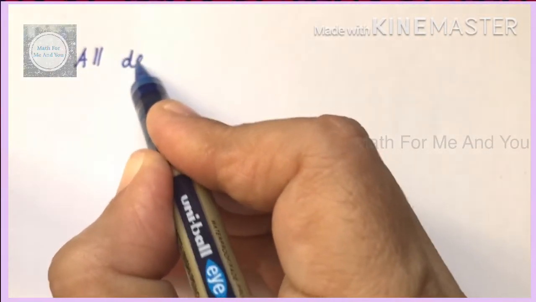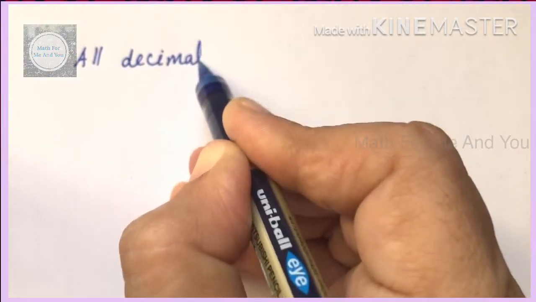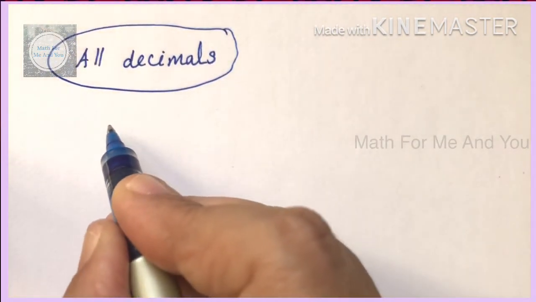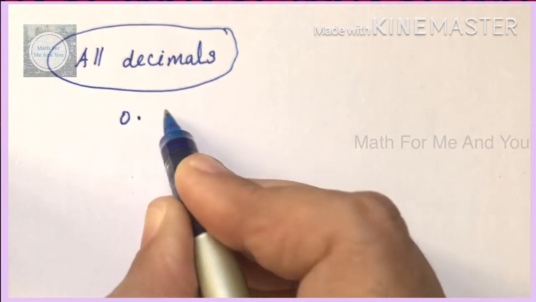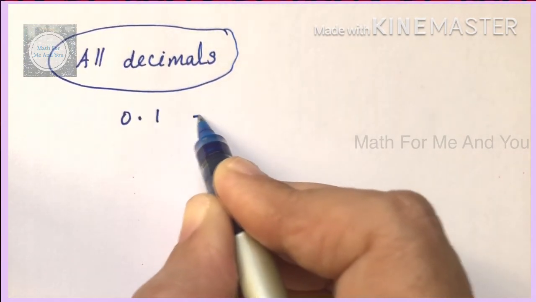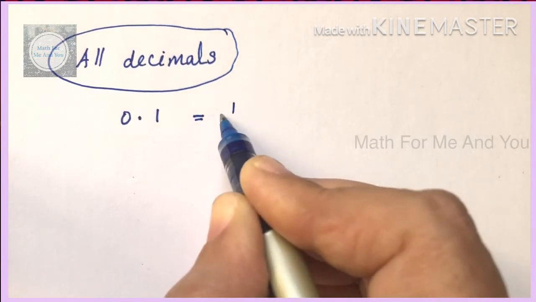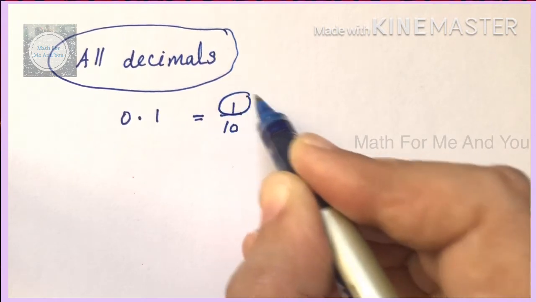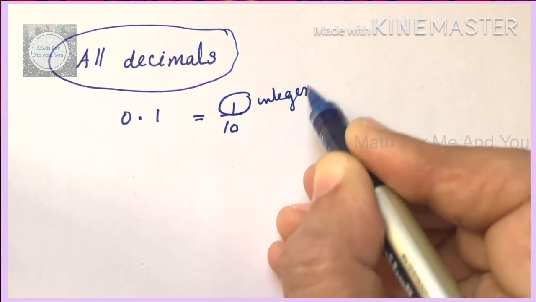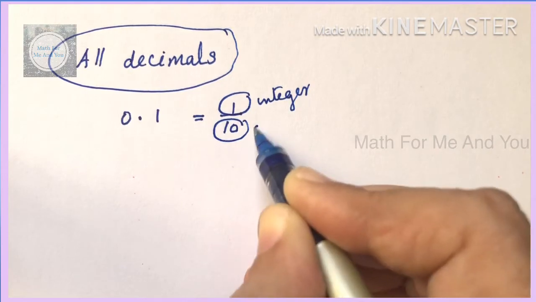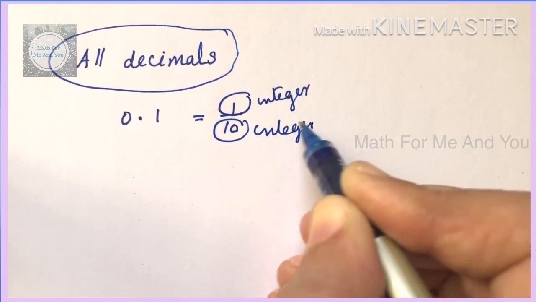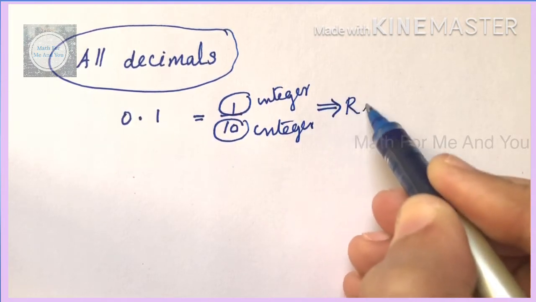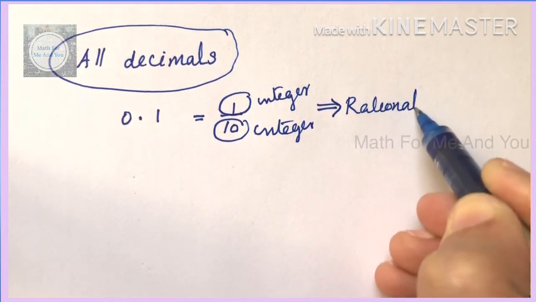Next we can see decimal numbers. What about all decimal numbers? Are they irrational or rational? To check this, we will start with terminating decimals. What is terminating? Stopping decimal. Here 0.1 stops after the point with only one digit. We can write this as 1 by 10. 1 is an integer, and 10 is also an integer. That means 1 by 10, or 0.1, is a rational number. 0.1 we can write as p by q.